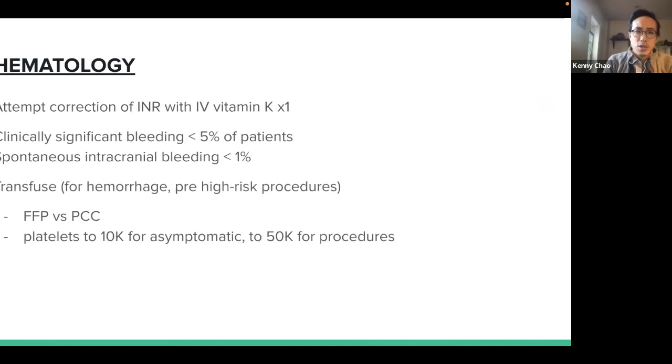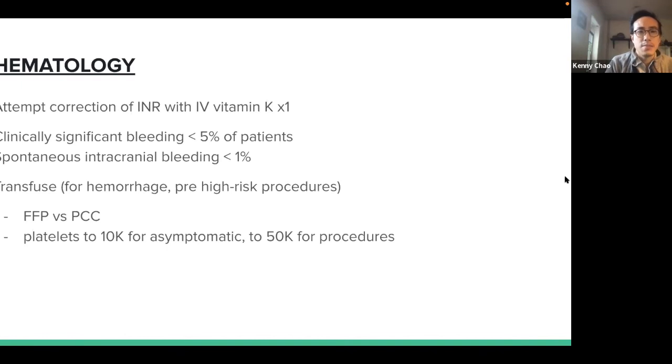In terms of hematology, as mentioned, part of the criteria for this is to have coagulopathy that's not corrected by vitamin K. So you can try a one-time dose of vitamin K to see if your INR improves. If not, then likely it's not vitamin K deficiency. It's something that's liver induced. But bleeding is typically not a main problem with these patients. Clinically significant bleeding is less than 5% of patients, and intracranial bleeding is less than 1%.